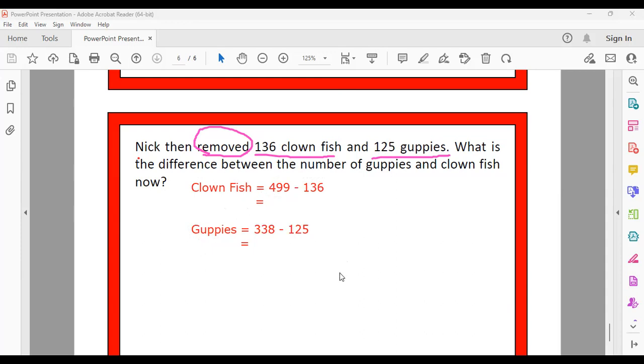You see the subtraction on the page? Do the standard written method at the side. So we have 499 clownfish minus 136. Find the answer for this, put in chat. And then go to guppies, 338 minus 125. Do the standard written method. Tell me what's the answer in the chat for these two. Okay, let's see your chat.